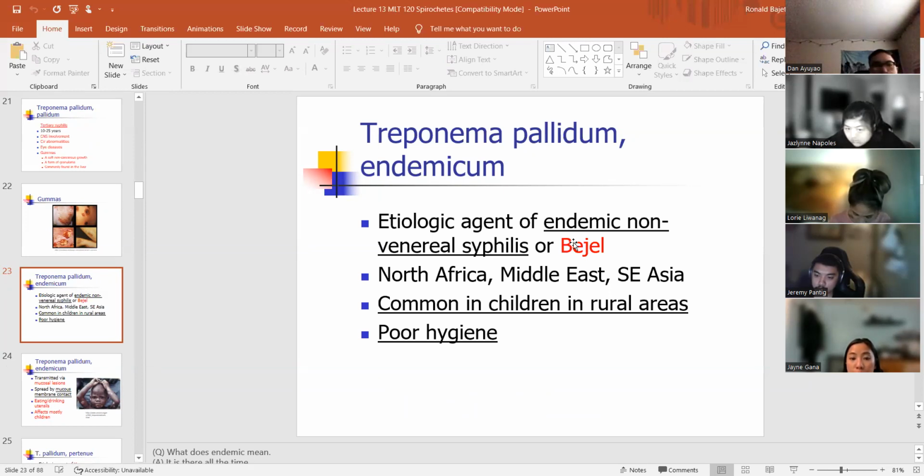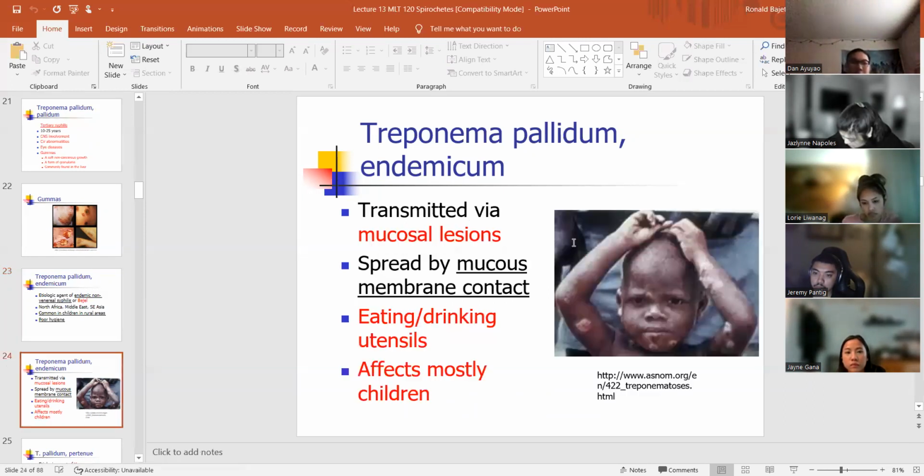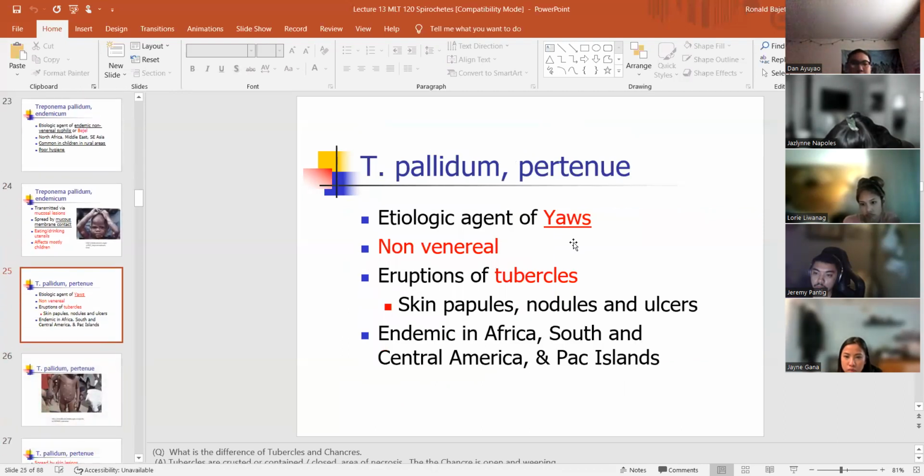Okay. So endemicum is found in North Africa, Middle East, and Southeast Asia. So a little bit around the equator. And a lot of these treponeme infections, like for example, bejel, affect mainly children. It's common in children in rural areas with poor hygiene, okay? Transmitted by mucosal lesions, spread by mucous membrane contact, eating and drinking utensils, and again, it affects mostly children. That's endemicum. The next one is Treponema pallidum pertenue, okay?